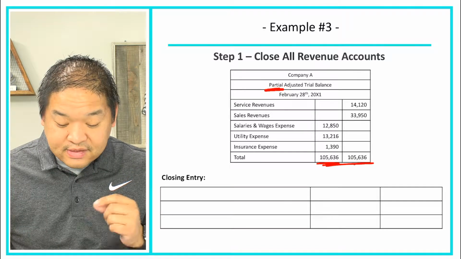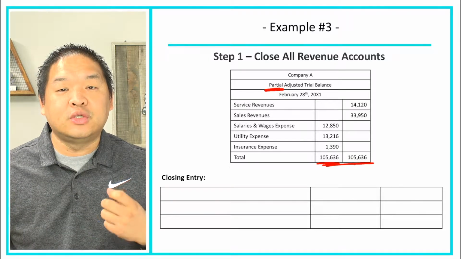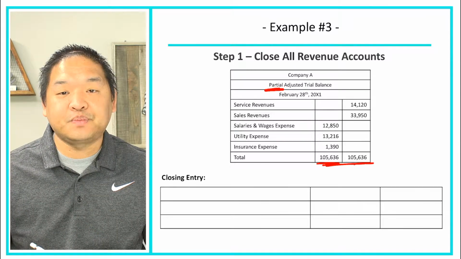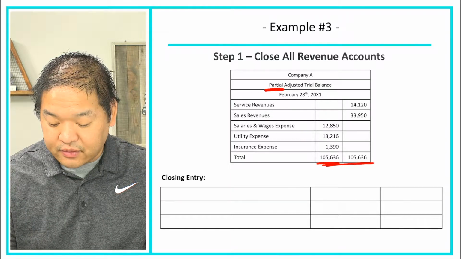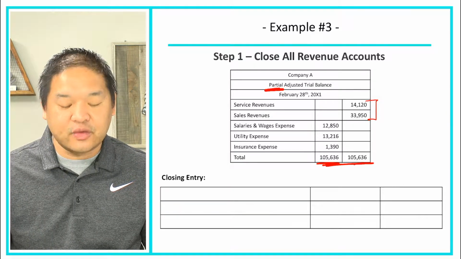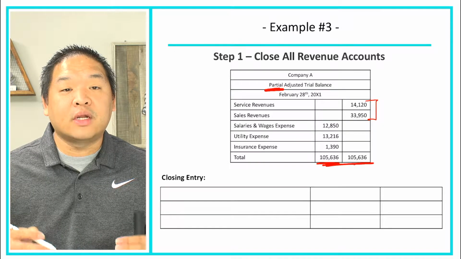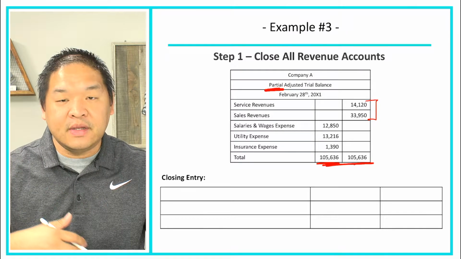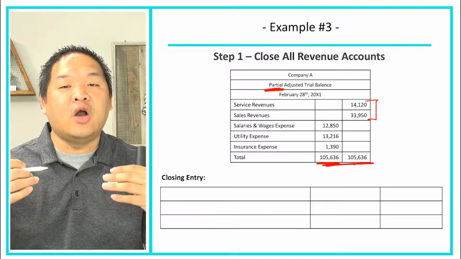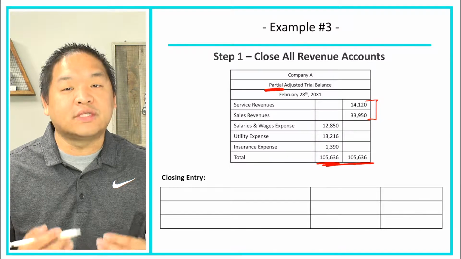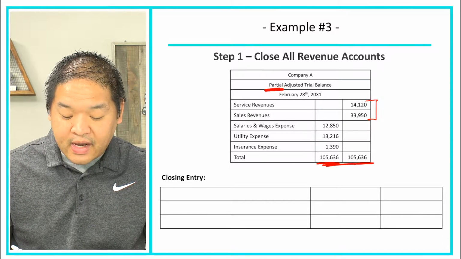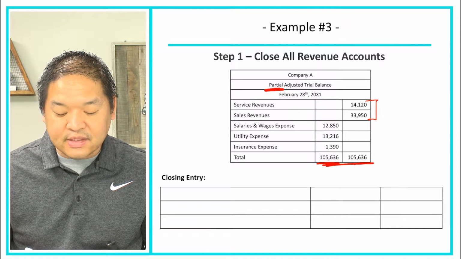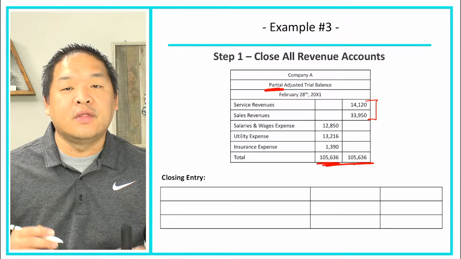All right, so step number one in closing entries, we're going to close out all of the revenue accounts. We can see that we've got two revenue accounts here, service revenue and sales revenue. To close them out, we're going to do exactly the opposite of what they are right now. If they are a credit, we're going to debit. If they're a debit, we're going to credit. And then the offsetting debit or credit will go to retained earnings. In this case, we've got a credit of $14,120 for service revenue, and $33,950 for sales revenue. They are showing as a credit.